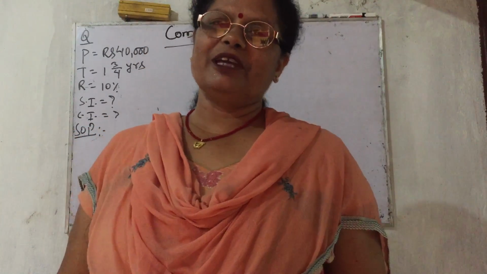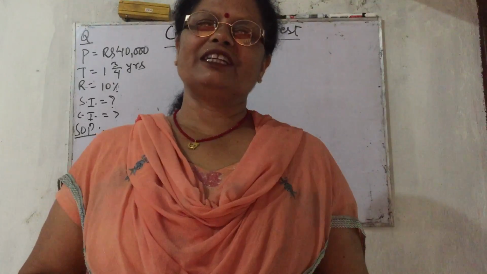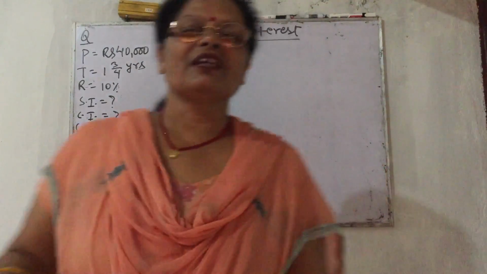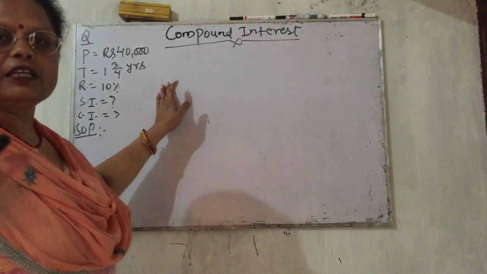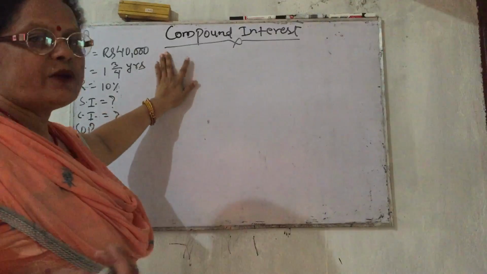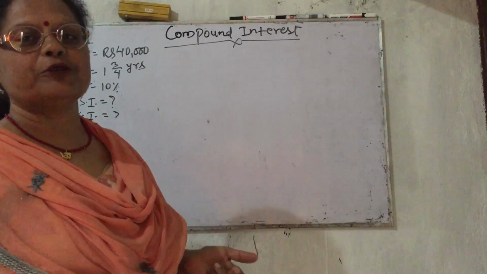Today again I am here with a new problem. I have taken it from compound interest, and this question is in demand. Let's see what the question is. The question was given as a word problem and I have not written that. I have just written here P equal to how much, T equal to how much, R equal to how much, and what we have to find out.